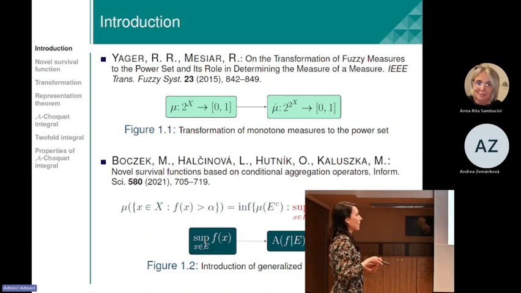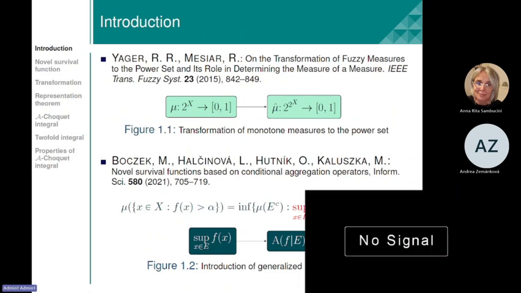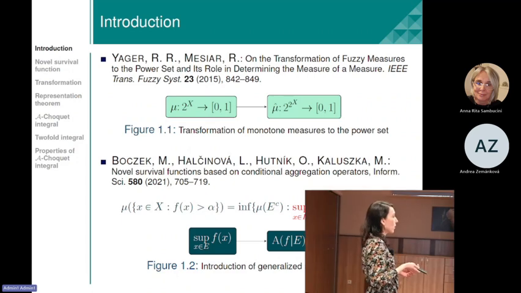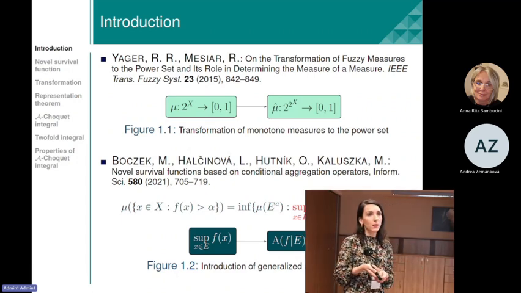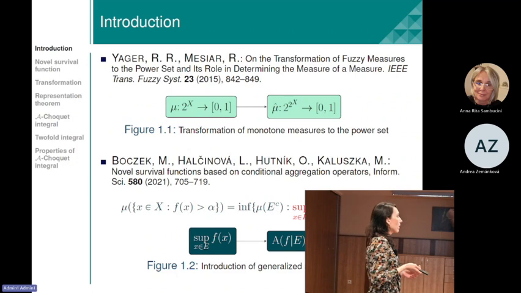Inspired by results in the first paper, we proposed a transformation of one monotone measure space to the other, and we showed that the generalized survival function and the generalized Choquet integral may be seen as a standard survival function and standard Choquet integral on a hyperspace. Our approach has some advantages as a means of studying the properties, as we shall show.